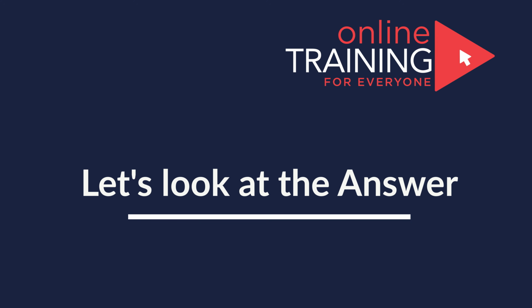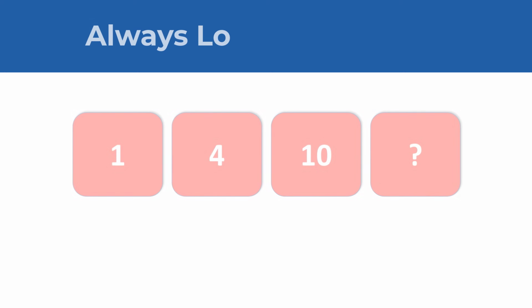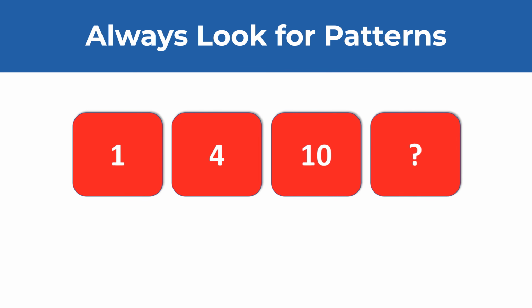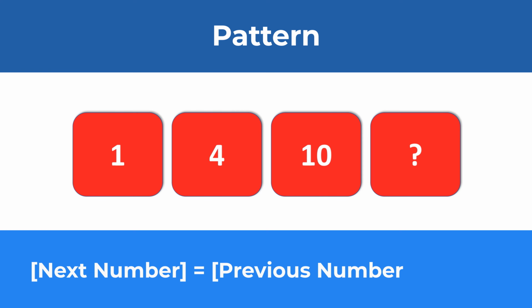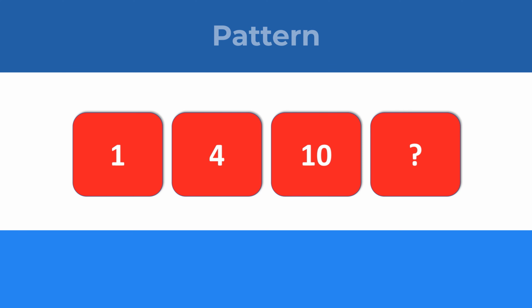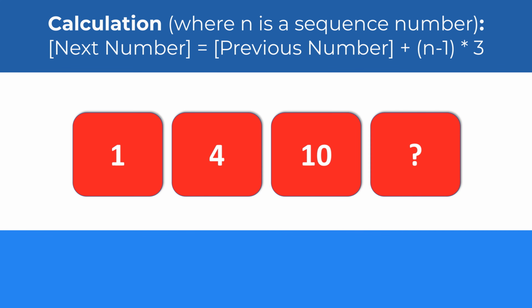As usual, my advice to you, always look for patterns. And the pattern in this case is that the next number is calculated as previous number plus (number in the sequence minus 1) multiplied by 3. So to calculate the missing number, let's walk through the sequence.